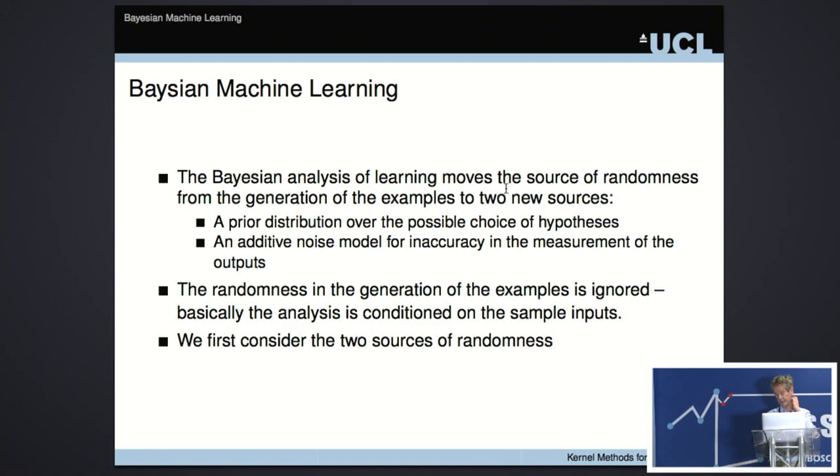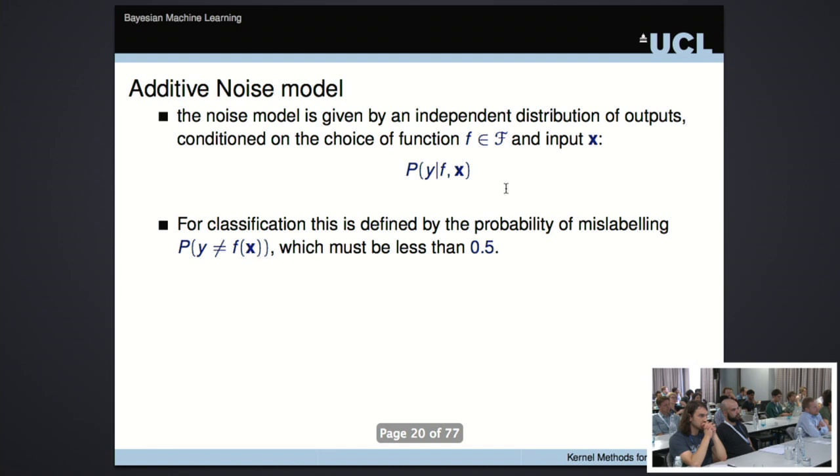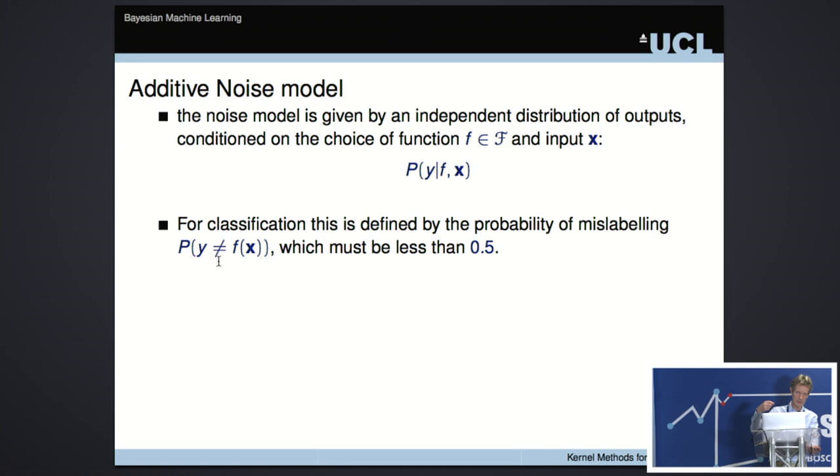If we think about the additive noise model, what this is saying is that given a function f and an input x, however they're given to us, there is a probability distribution over the actual output that we would observe. Depending on the type of problem, for example, if it's classification, this might just be a probability of mislabeling. f of x will be equal to either positive or negative, and then the actual label you observe will be equal to f of x with a certain probability, but could be flipped with a certain probability. So you're given the wrong label with a certain probability.